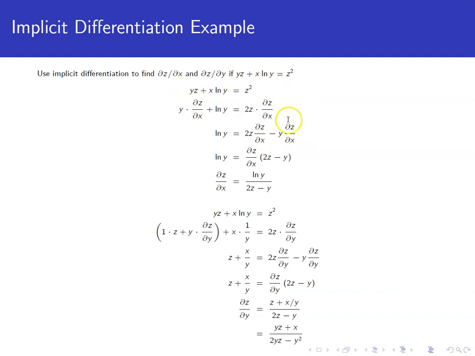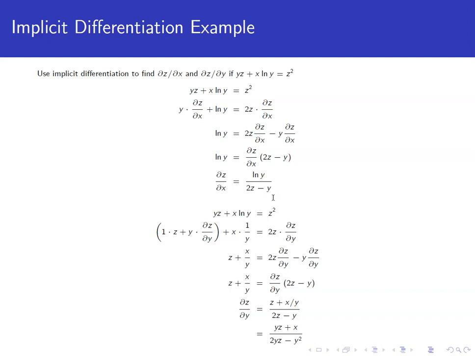All right, so now we've done our derivatives. We have to do a little bit of algebra cleanup, get all of our partials on one side so that we can factor out that partial derivative, then divide by that 2z minus y to get our partial with respect to x as log y over 2z minus y.